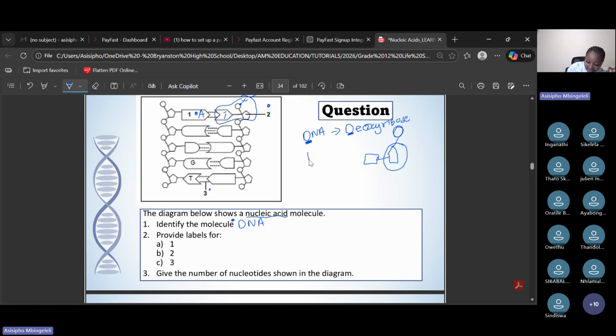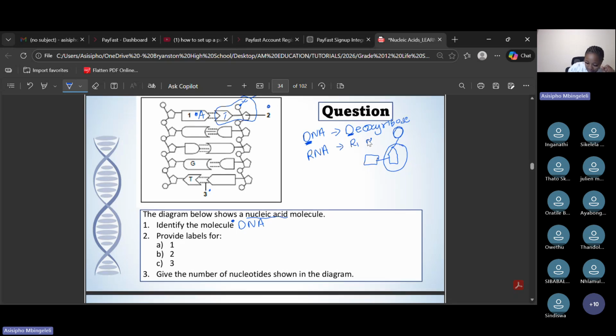Then the RNA molecule. The name of the sugar is ribose sugar. RNA starts with the letter R, and the type of sugar we find in RNA, ribose, starts with the letter R. Okay, so I want us to remember that we can never mess it up after today. Then 3, give the number.